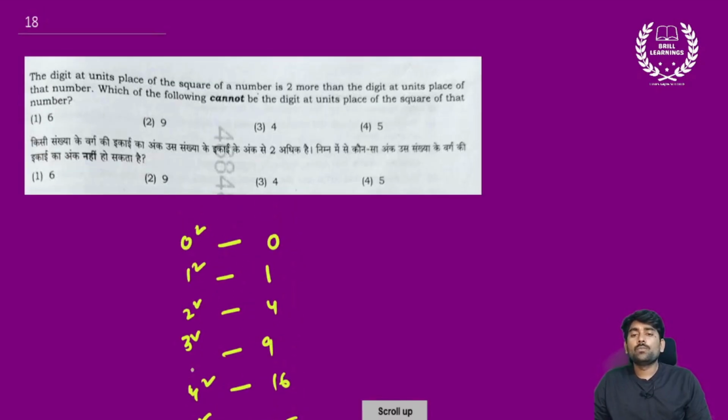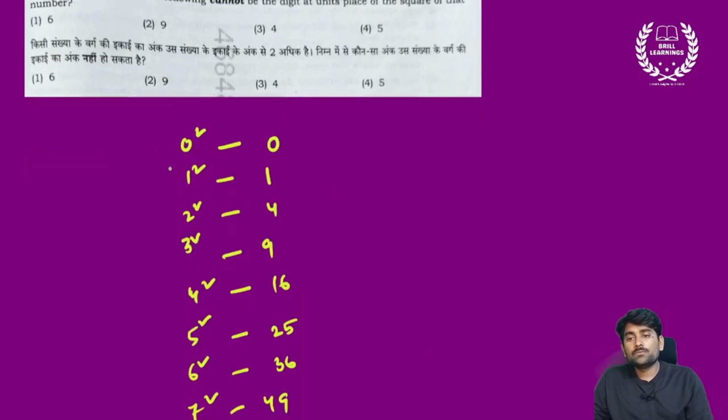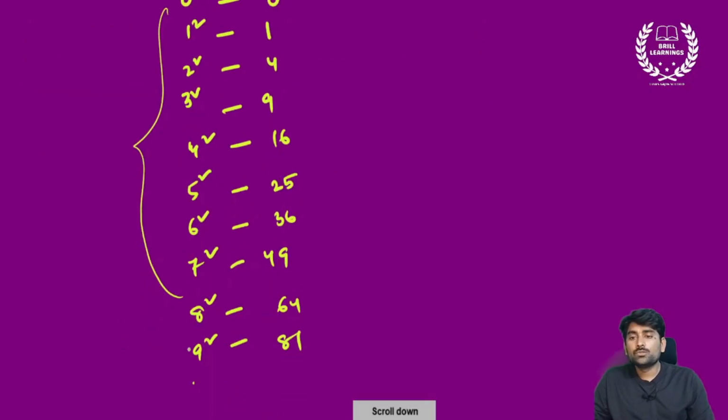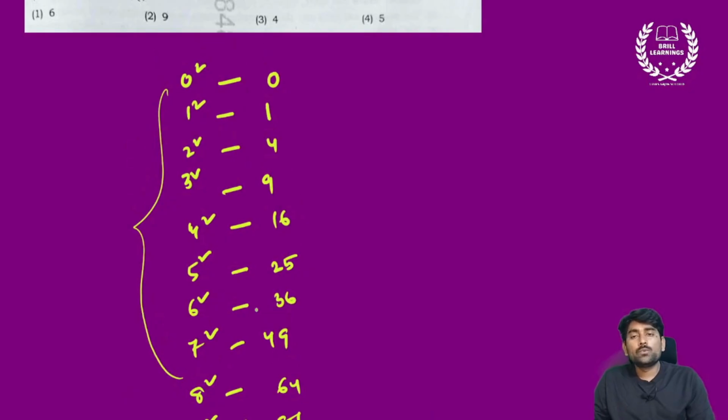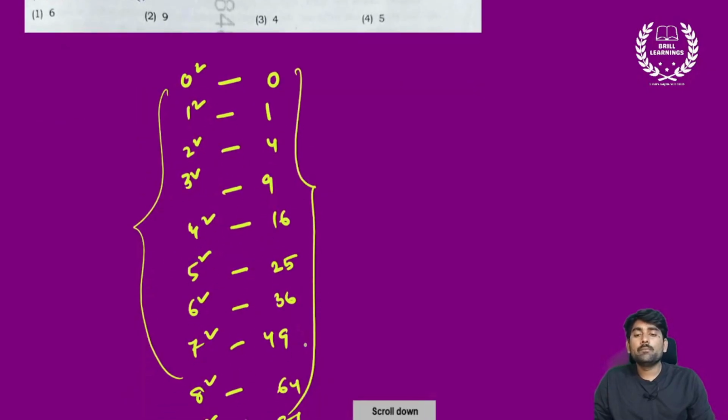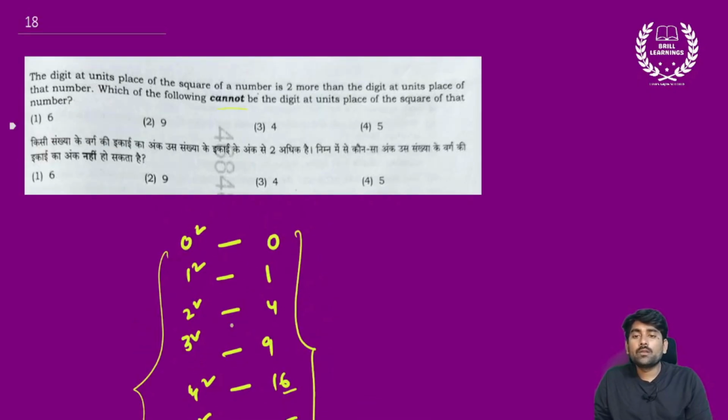So now what is given in the question: after squaring, whatever the value is at the unit place, that is 2 more than the unit place of that number. What is the original number? That doesn't matter, but we need to take the unit place of the given number. So the unit place will be out of these numbers only, right? So 0 to 9 only. So if I square those numbers, then the unit digit will be these numbers only, right? So wherever the digit at the unit place of the squared value is 2 more than the unit place of this number, that is our answer actually. So what they are saying cannot be the digit.